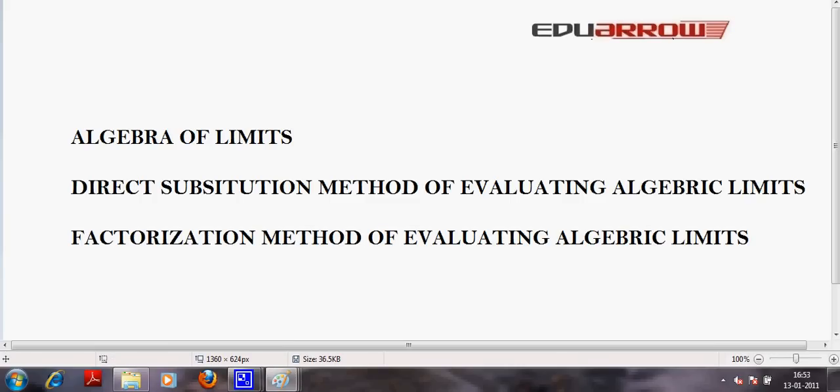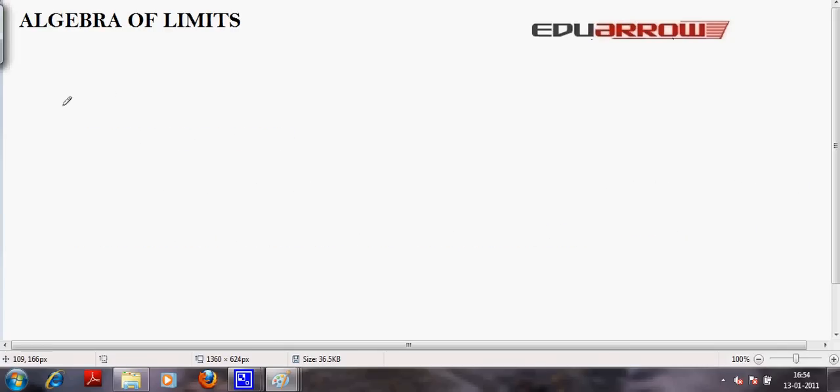In this tutorial, we will discuss algebra of limits, the direct substitution method of evaluating algebraic limits, and the factorization method of evaluating algebraic limits. Firstly, we will discuss algebra of limits.